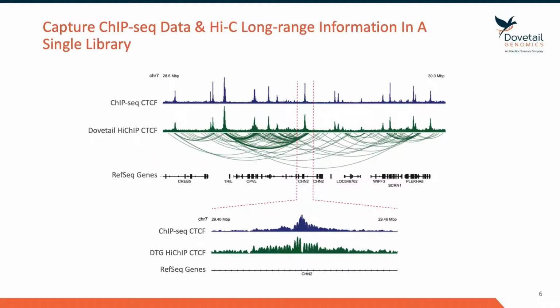So we're comparing normal ChIP-seq data, which is the top blue line, with Hi-ChIP data, again, pulling down on CTCF. And as you can see, the peaks between both of these tracks line up very nicely. But additionally, with the Hi-ChIP data, you get the chromatin conformation, or how these regions of DNA are interacting with each other, by looking at the contact frequencies, which are represented here by the arcs at the bottom.